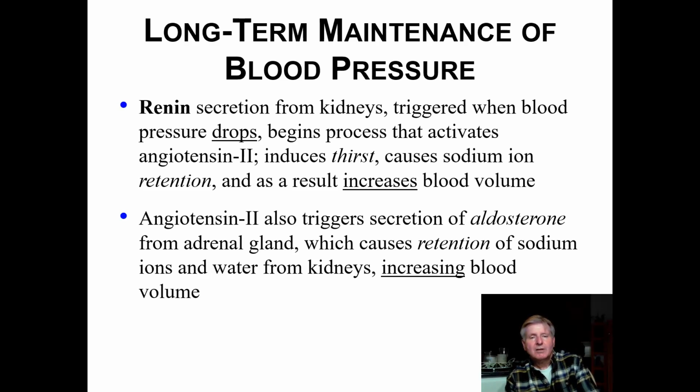So renin is secreted by the kidneys when your blood pressure or blood volume drops. Okay. Renin causes the conversion of angiotensinogen to angiotensin 1 in the liver. Angiotensin 1 then converts to angiotensin 2 by angiotensin converting enzyme in the lungs. It also induces your thirst and sodium retention, which increases blood volume. Angiotensin 2 also triggers aldosterone secretion from the adrenal gland, which causes retention of sodium, and thus water will follow the sodium from the kidneys, and that increases blood volume.